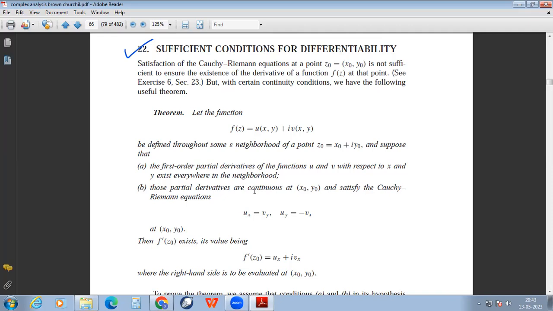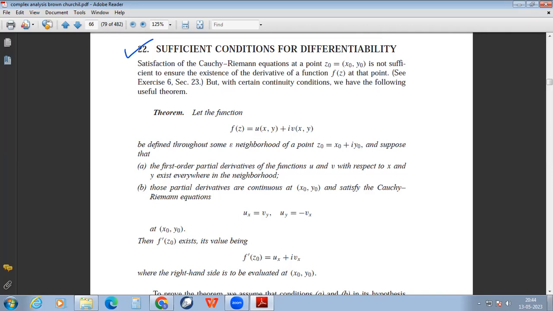Got what is meant by sufficient conditions? After what conditions f will be differentiable, that is known as sufficient conditions. So what are the sufficient conditions? U and v must be partially differentiable with respect to x and y. Second thing, the partial derivatives must be continuous at that point. Third thing, partial derivatives must satisfy the Cauchy-Riemann equations. If this happens, then f dash will exist, means the function will be differentiable. I hope you followed me.